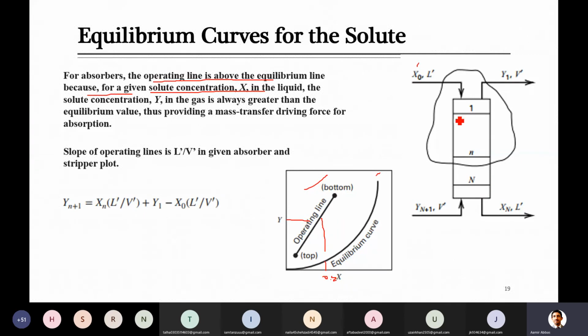For example, when you are at the top, because solute is very small in the amount in the vapor as well as negligible in the liquid, the equilibrium will be different as compared to the bottom, where there is a maximum value. Due to this reason, your operating line is just above the equilibrium line.